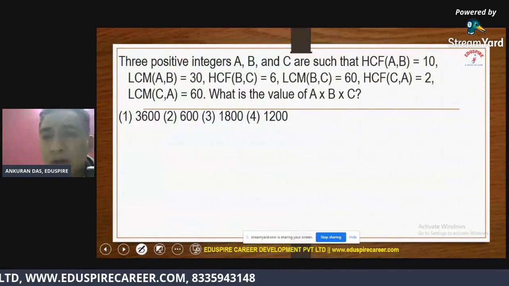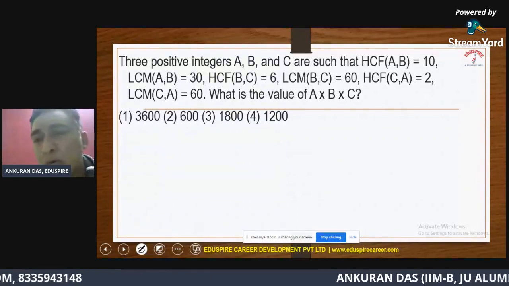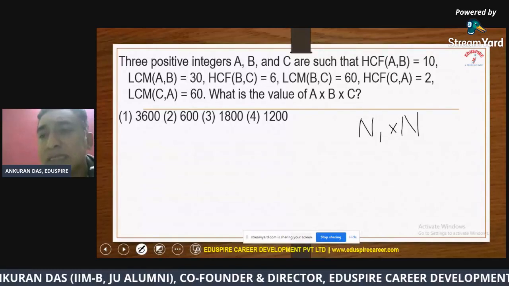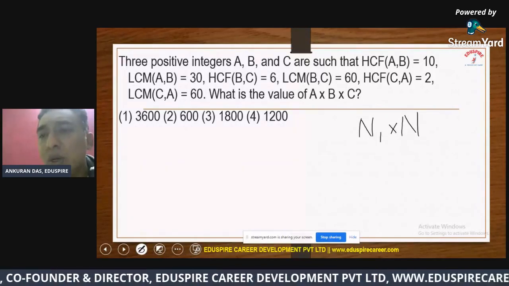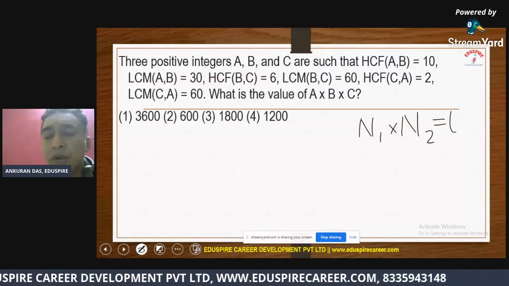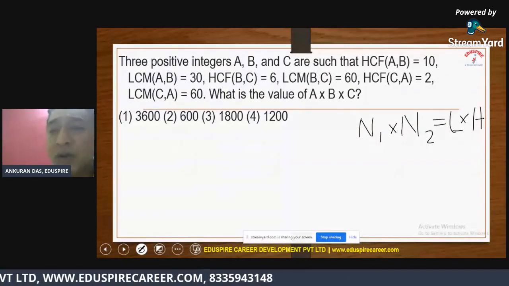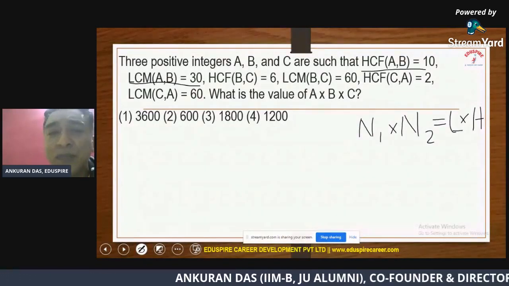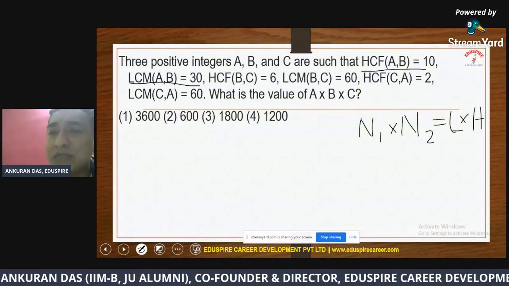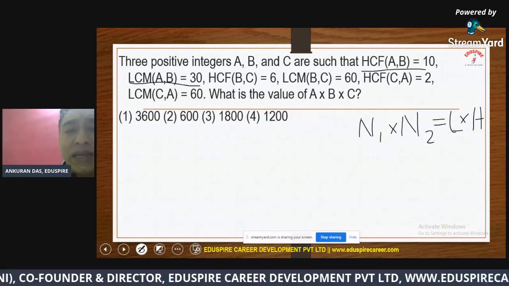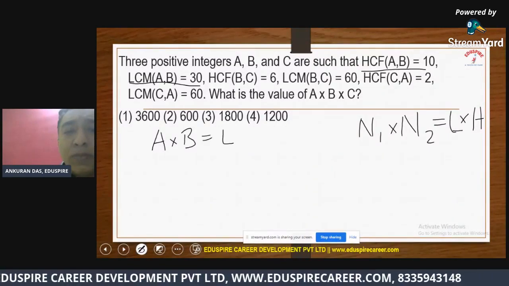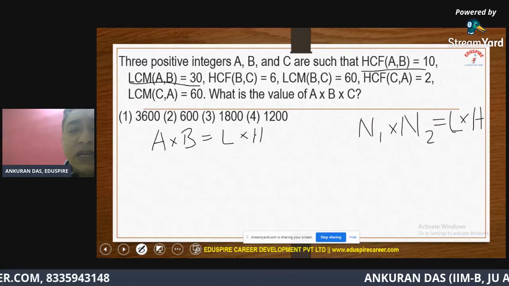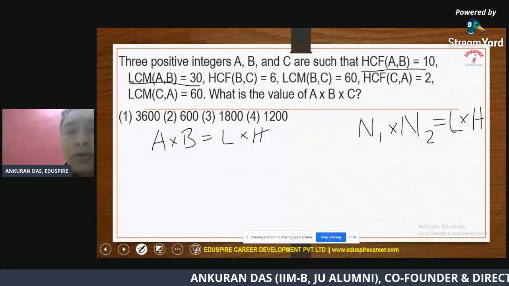Now there is a property of numbers which says that the product of two numbers is equal to the product of the LCM and HCF. All right, so we'll use this property. For example, if I look at this information where they have said HCF of AB is 10 and LCM of AB is 30, of course we can say that A into B will be equal to their LCM into HCF. So we can definitely write that A into B will be 10 into 30.